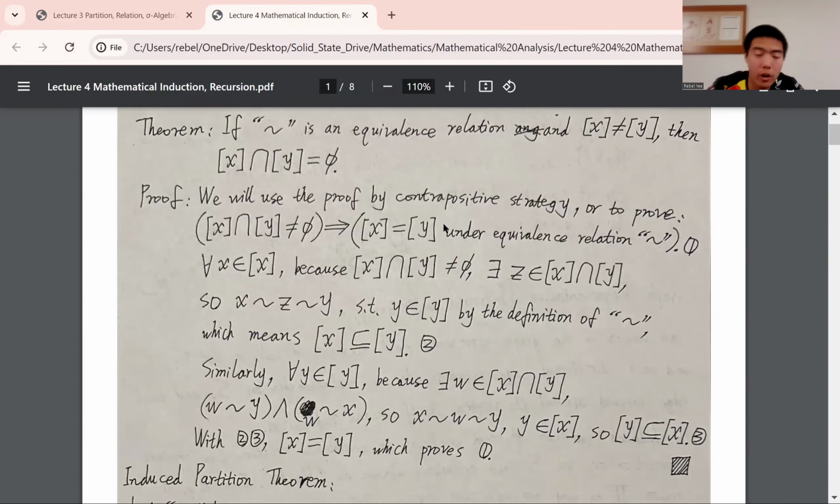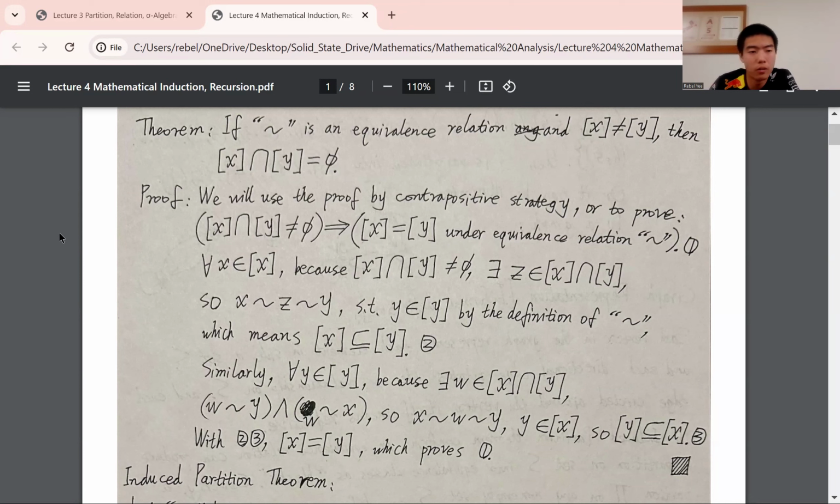It's still a very good connection with the last lecture slide. So for all equivalence relations, if the equivalence class of X is not equal to that of Y, then their intersection is empty. This is very similar to our definition of a partition, and we'll show that it is actually a partition. We'll first prove it by a contrapositive strategy. To prove that if X is not equal to Y, then their intersection is empty, we first prove that if their intersection is not empty, then the equivalence class of X is equal to the equivalence class of Y. So let's prove this one.